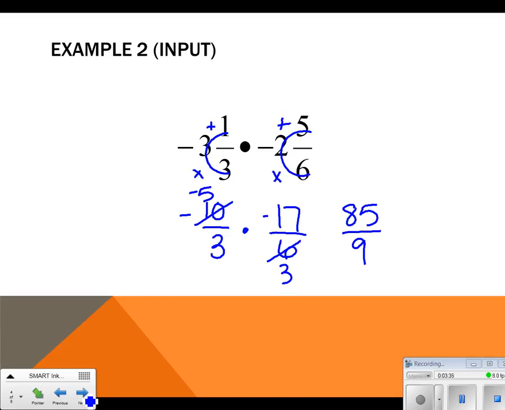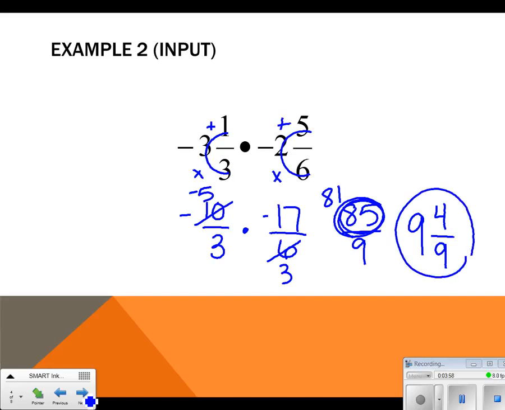9 doesn't go into 85 evenly, because this right here is 85 divided by 9. I do know that 81 is divisible by 9. 81 divided by 9 is 9. So if I take 81 away from the 85, I have 4 left over, and then our denominator stays the same. Double check and make sure the fraction part of your mixed number is in lowest terms.